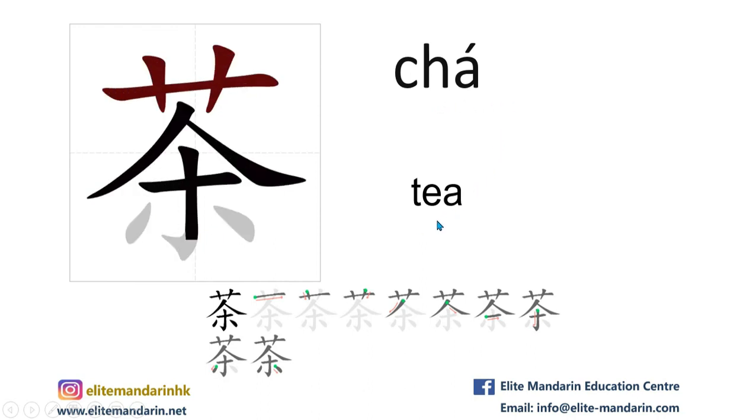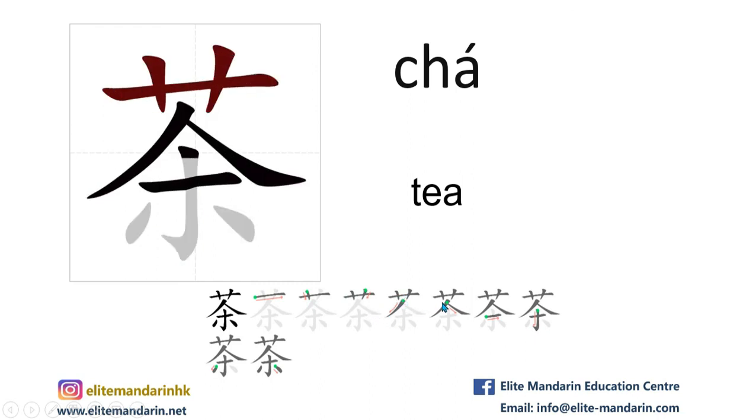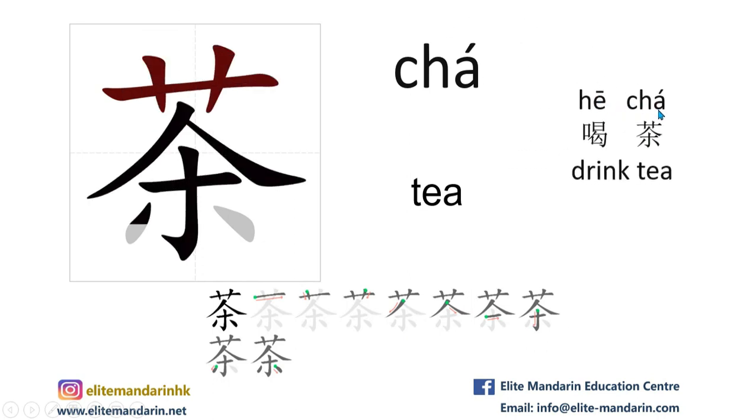Next, 茶. It means tea. The stroke order is 横, 竖, 竖, 撇, 捺, 横, 竖钩, 撇, 点, 茶. We can say 喝茶, it means drink tea.